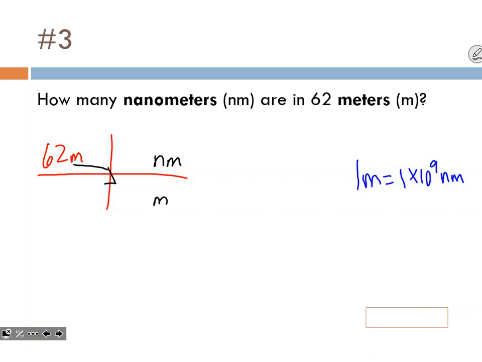That's the whole number way. That's how I do it. Or if you wanted to do it the other way, you could do 1 times 10 to the minus 9 meters equals 1 nanometer. Either way is going to work if you put them in their correct place. The other thing is when you're typing this in your graphing calculator, you need to use the correct buttons.